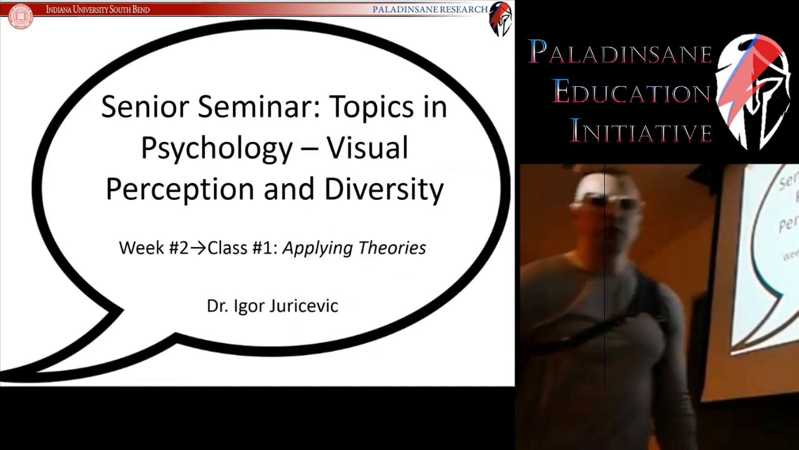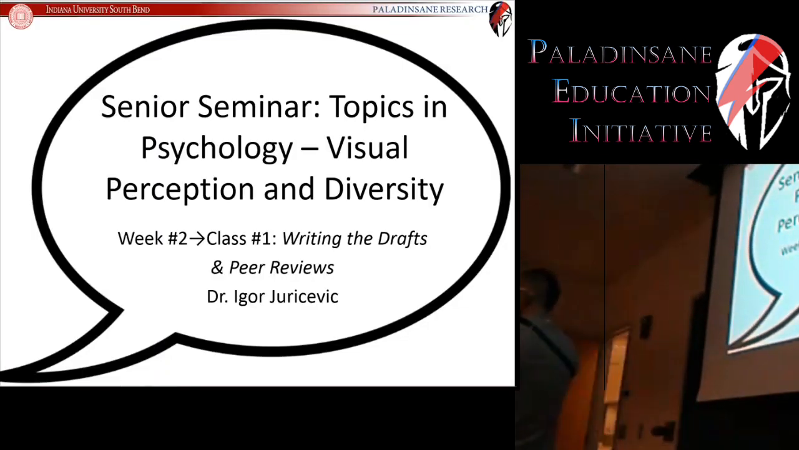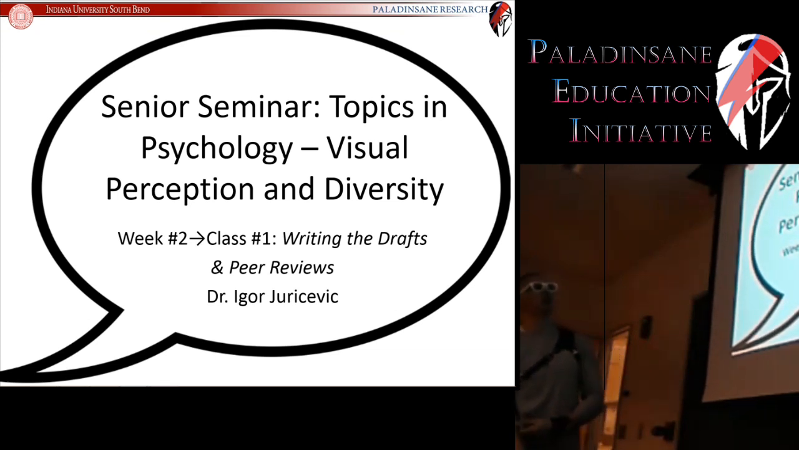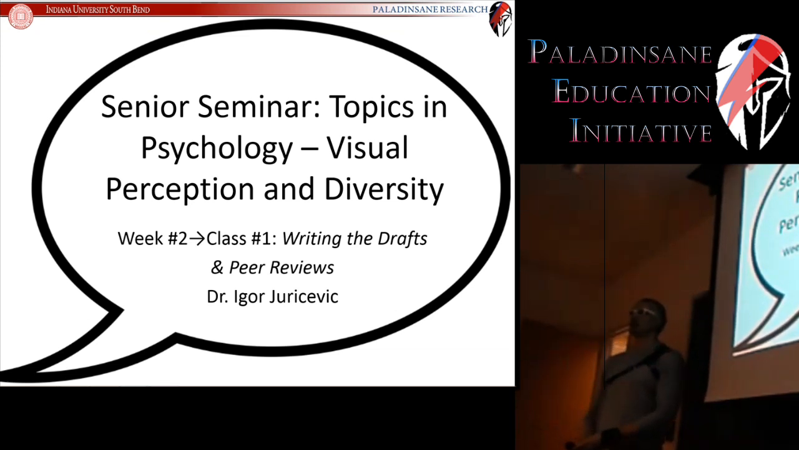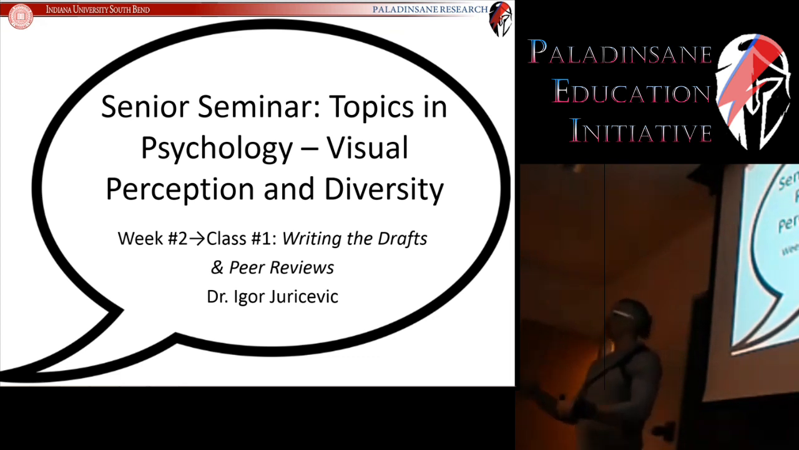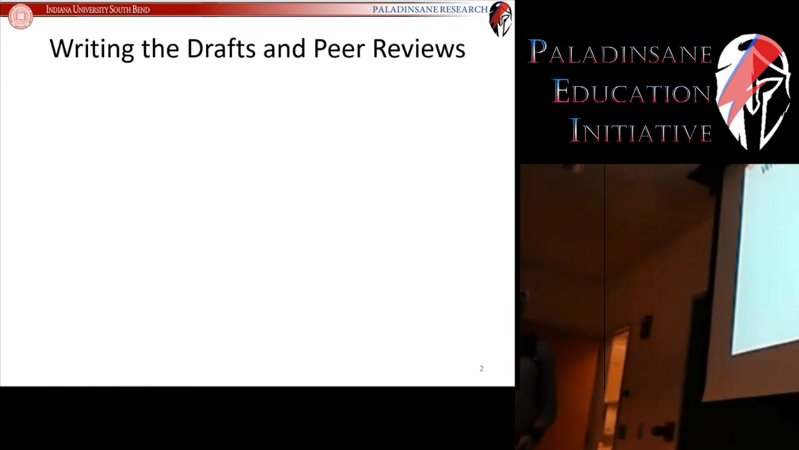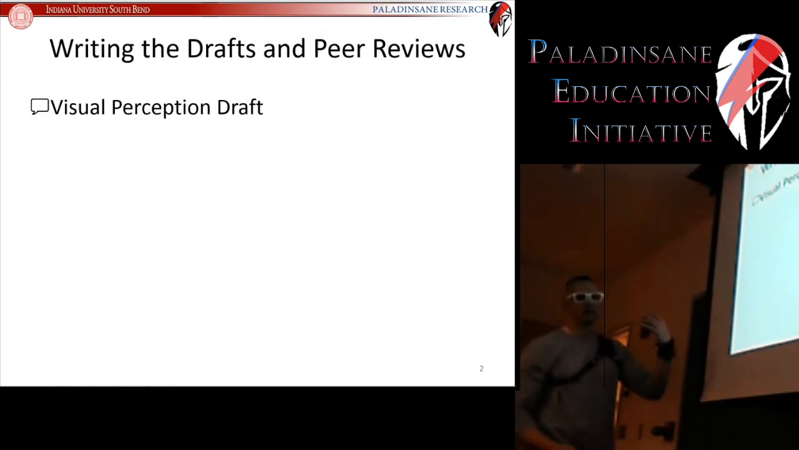Okay, so the last thing we're going to do today is get a little specific about some of the things that I'm going to be looking for in the drafts. So what is it that you should be thinking about as you're writing your draft? Because as you're collecting your background information, it would be great to know what should go into your draft so that you can collect that as you go along and say, oh, this will work in the draft, this will not. So writing the drafts and peer reviews, we're going to go over the perception draft.